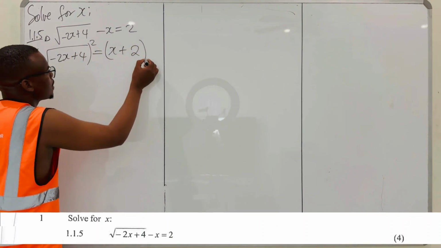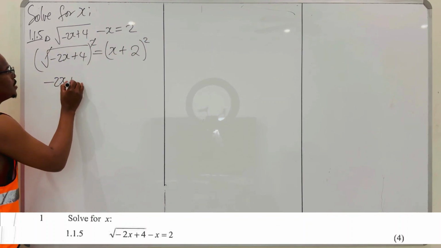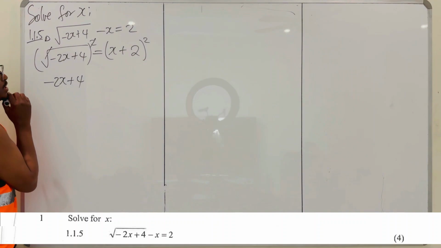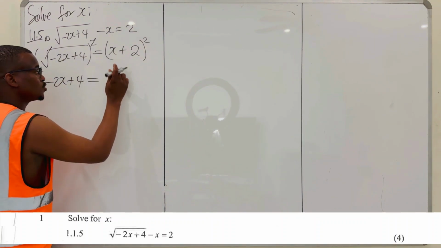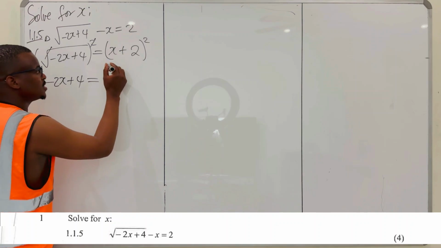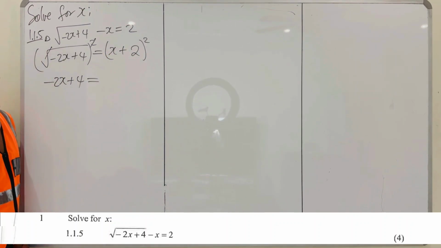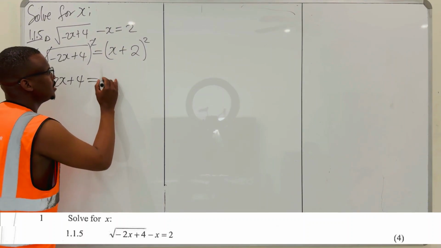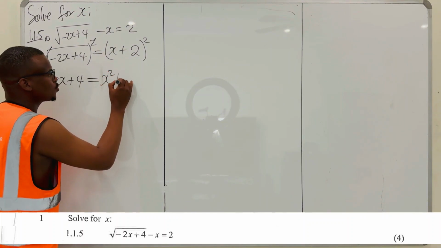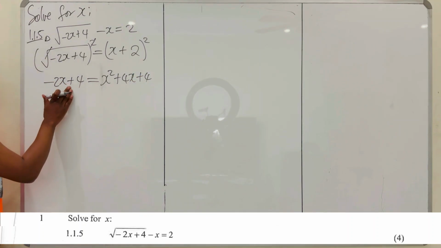Are you with me? So this and that go away. Here you'll be left with minus 2x plus 4 is equal to the answer to this. So you multiply these two brackets, this bracket times this bracket. If you multiply it out correctly, it should be something along the lines of x squared plus 4x plus 4. Let's take this to that side.